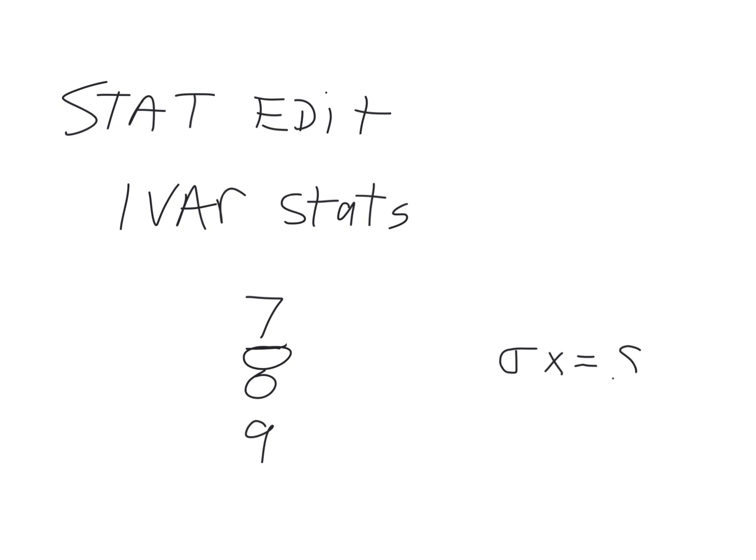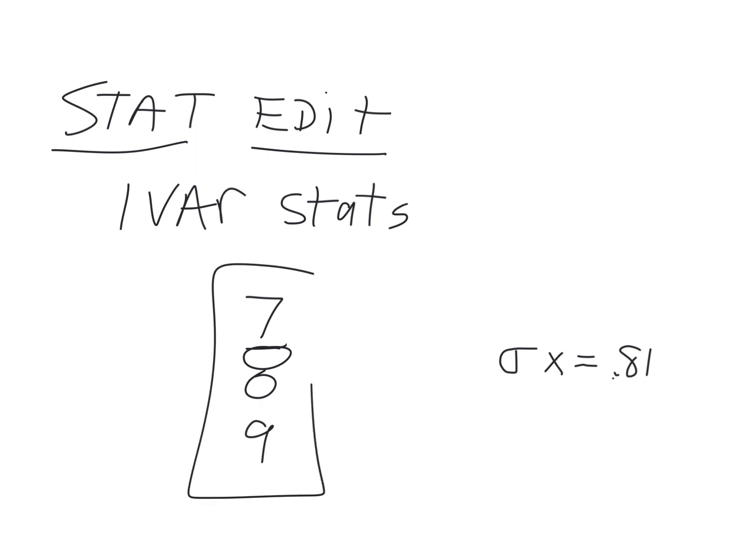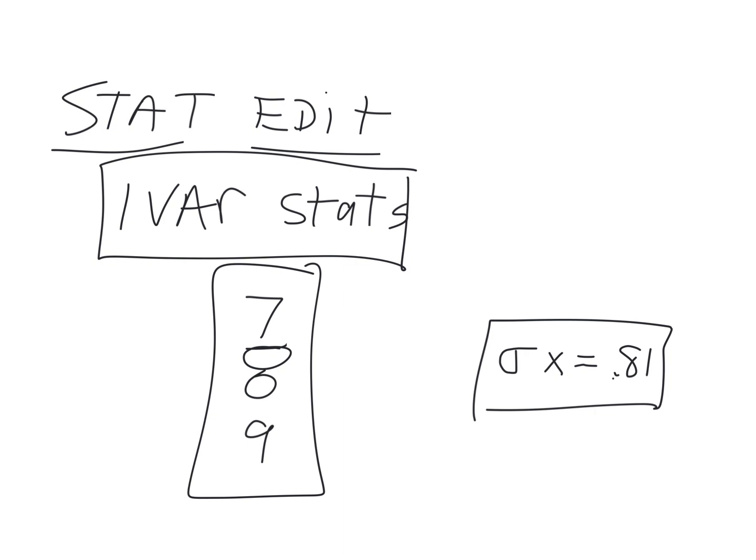If you had trouble with that, you can always bring it up, and I'll show you how to do that. You have stat, edit your list. You enter these on list 1, and then you do what's called one var stats. You go calculate one var stats on list 1, and standard deviation came out to 0.81. There's more stuff if you arrow down, and that's how you do the one var stats.